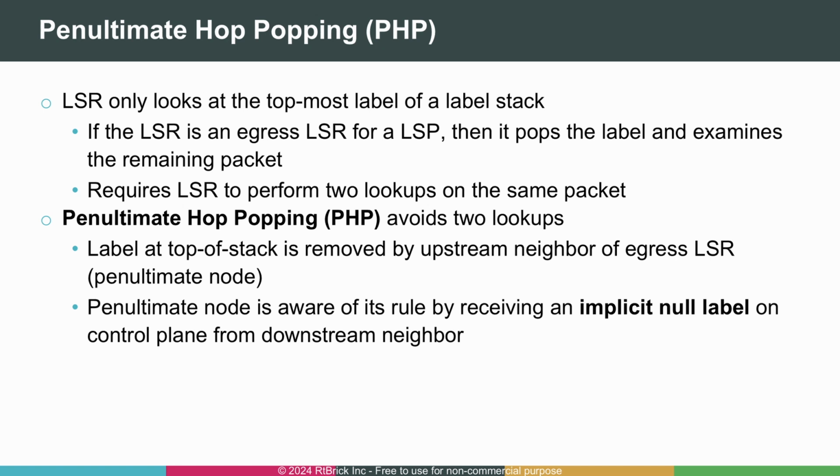However, this requires two lookups, one to pop the label, and another to forward the packet using its IP header. To optimize this process, MPLS introduces a concept known as penultimate hop popping. In PHP, the penultimate router, the one upstream to the egress LSR, removes the top label of the label stack. This enables the egress router to directly process the IP packet without extra work. The penultimate LSR is notified by the egress LSR through the implicit null label, which instructs the upstream router to pop the label before forwarding the packet.